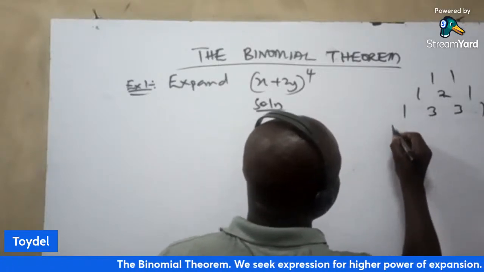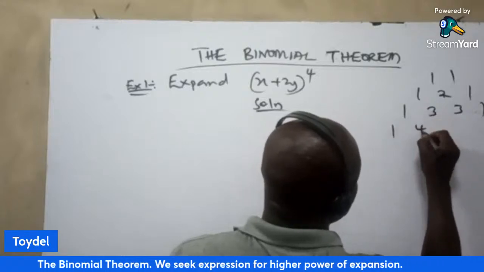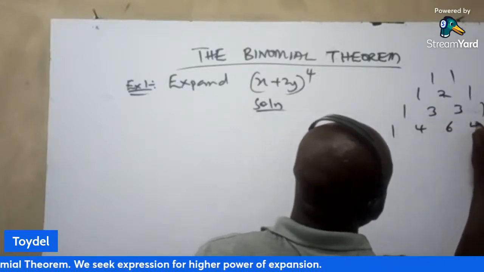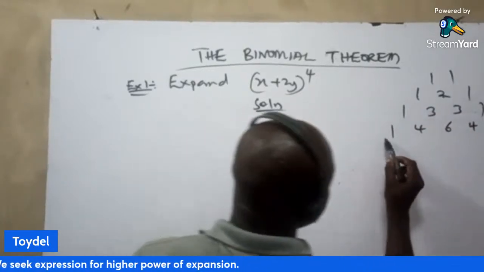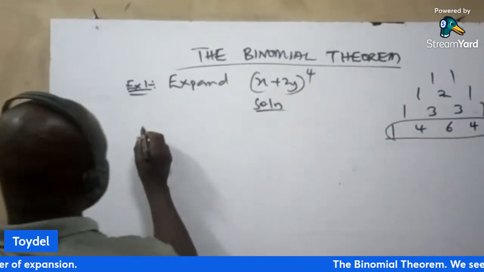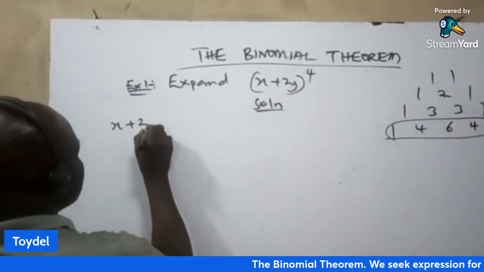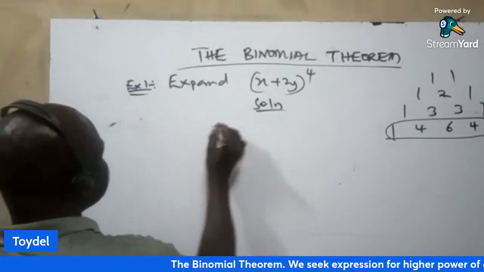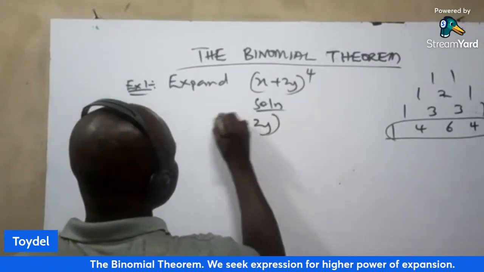When we have it raised to power 4, we have 1, 1 plus 3, 4, 3 plus 3, 6, 1 plus 3, 4, 1. So in this case, the coefficients that we are going to make use of are those for power 4. If you want to expand this, we say x plus 2y raised to power 4.